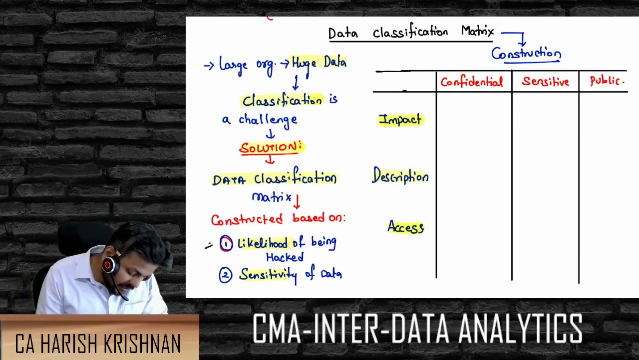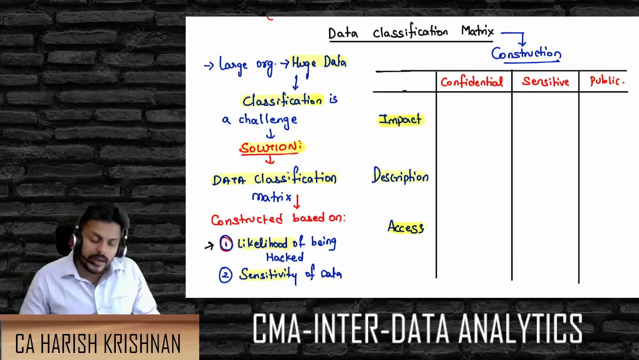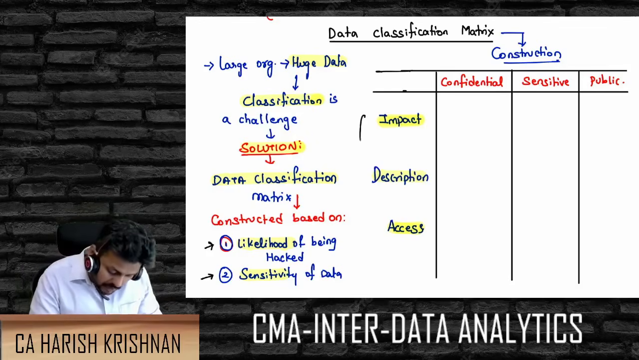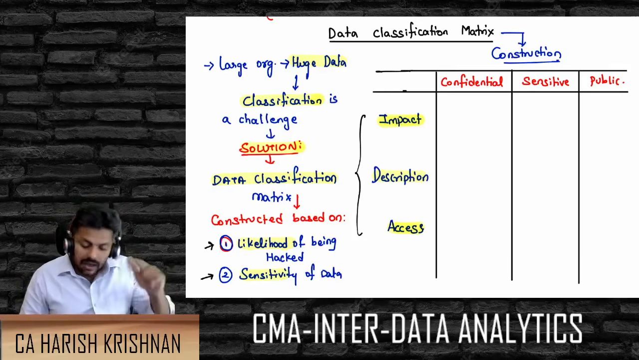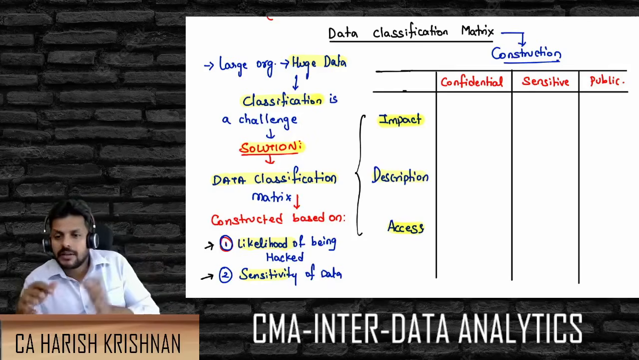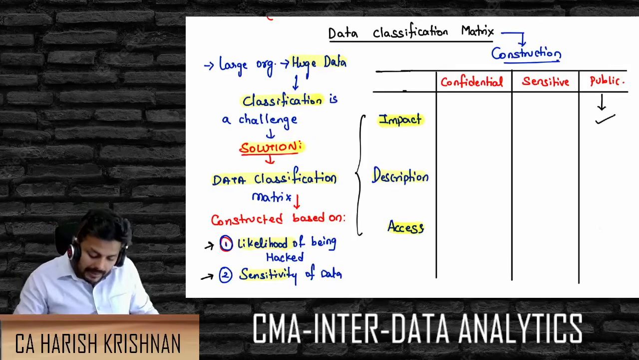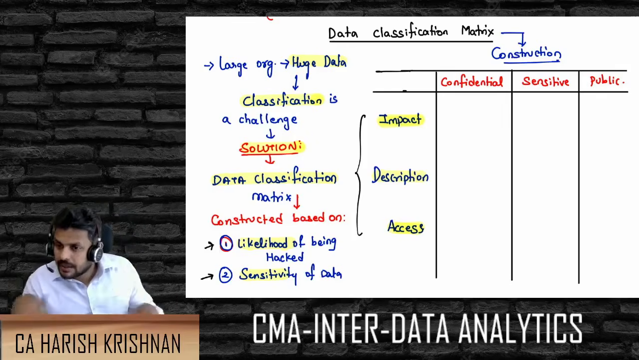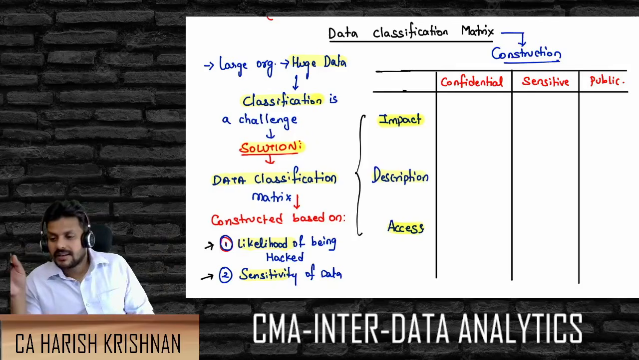One, the likelihood of being hacked, how easy or difficult it is to hack some information. At the same time, also considering the sensitivity of the data. So if you lose it, what will be the impact? What is the description of the data? Who has access to the data? That is on one side. And on the other, how confidential, sensitive, and public. Now let's say public data, if it is hacked, what is the impact? Public data, who has access? Depending on these, if you make the classification, the job becomes way simpler for you to understand which one falls where and what gets the priority.